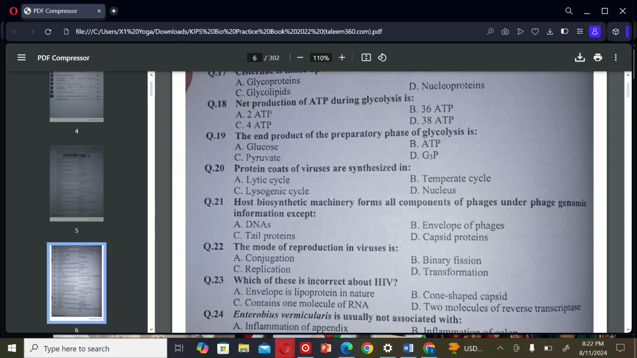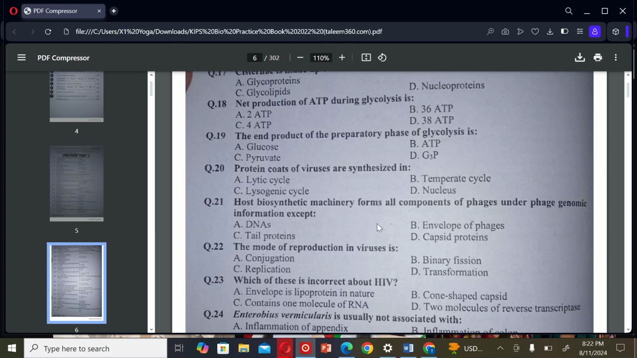The next MCQ is: protein coats of viruses are synthesized in A. Lytic cycle, B. Temperate cycle, C. Lysogenic cycle, D. Nucleus. The correct option is A. Lytic cycle. The next MCQ is: the host biosynthetic machinery forms all components of phages under phage genomic information except A. DNA, B. Envelope of phages, C. Tail proteins, and D. Capsid proteins. The correct option is B.